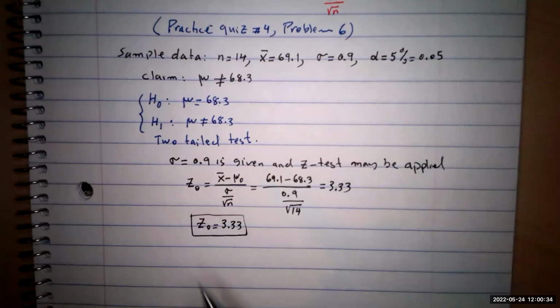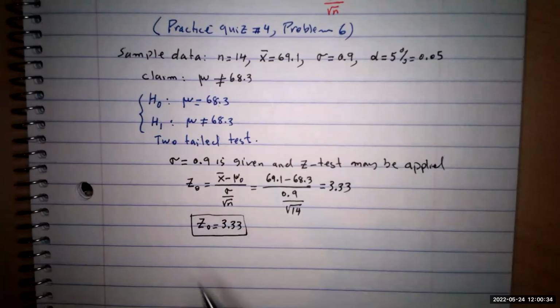As you can see, the situation is that you don't have the population standard deviation. You have the sample, and the sample size is very small. So when you set up this test, you must make sure to use the T test, not the Z. That's a difference. Make sure you don't miss it.